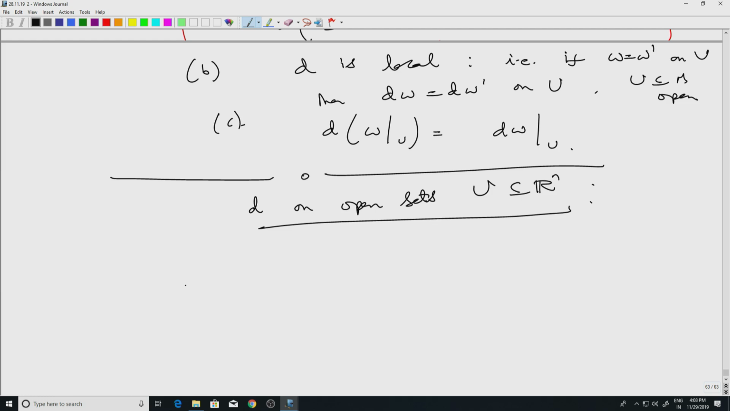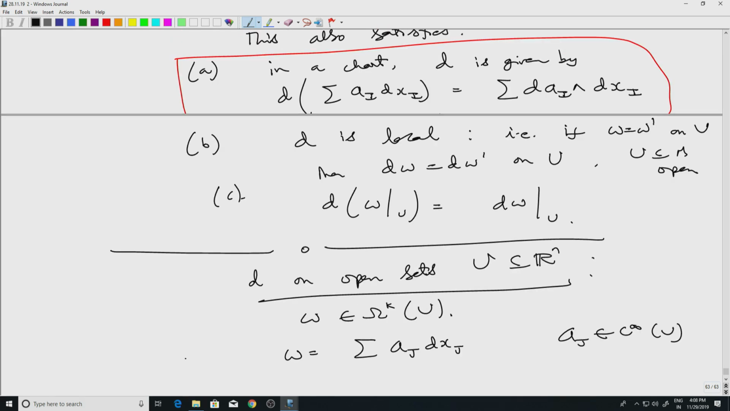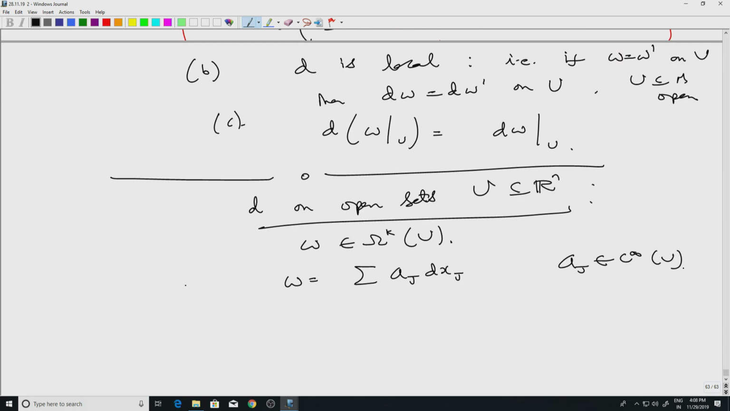So let's take a k form. I know that I can write it as the sum of aj dxj, where the aj's are C infinity functions on U, and so let's define d omega equal to the sum of daj wedge dxj.